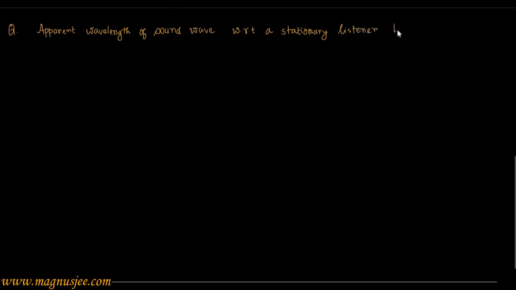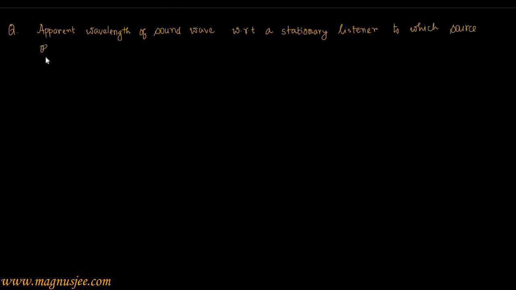We have to find the expression of the apparent wavelength of a sound wave emitted by a stationary source of sound with respect to a stationary listener, to which the source of sound is moving.